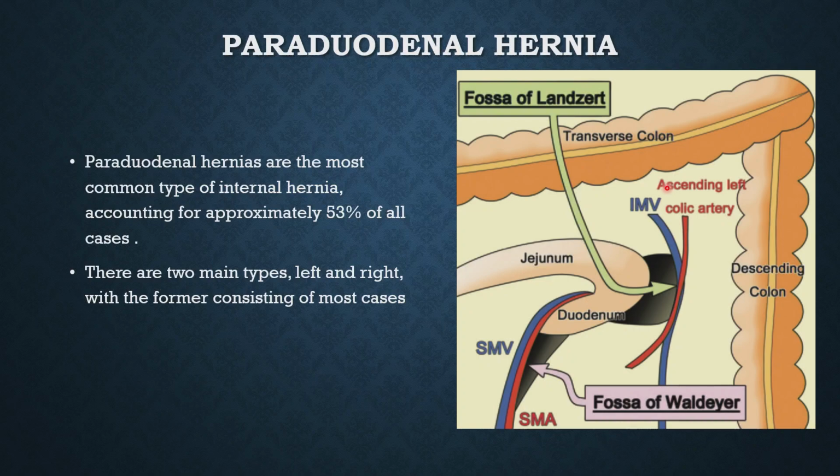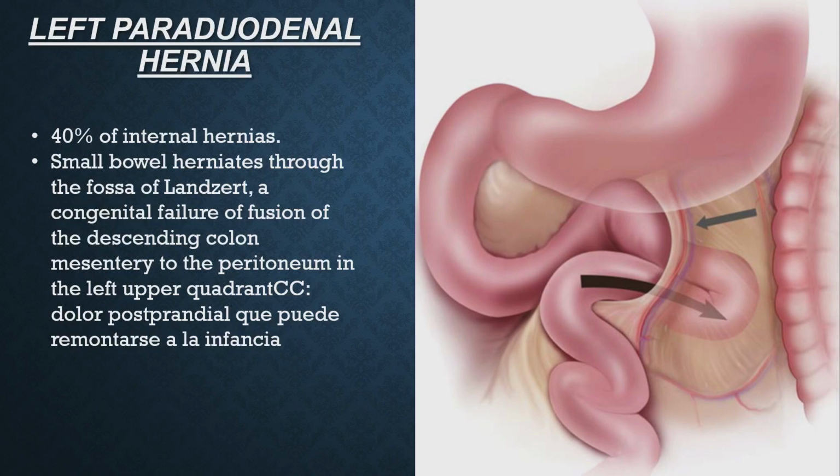Curiously, the left paraduodenal hernia has a sex predilection, being more common in men, with a ratio of 3 to 1 men to women. The left paraduodenal hernia accounts for 40% of the internal hernias, and the small bowel herniates through the fossa of Landzert. Most of the time this is a congenital failure of fusion of the descending colon and mesentery to the peritoneum at the left quadrant, and the most common clinical feature is abdominal pain.